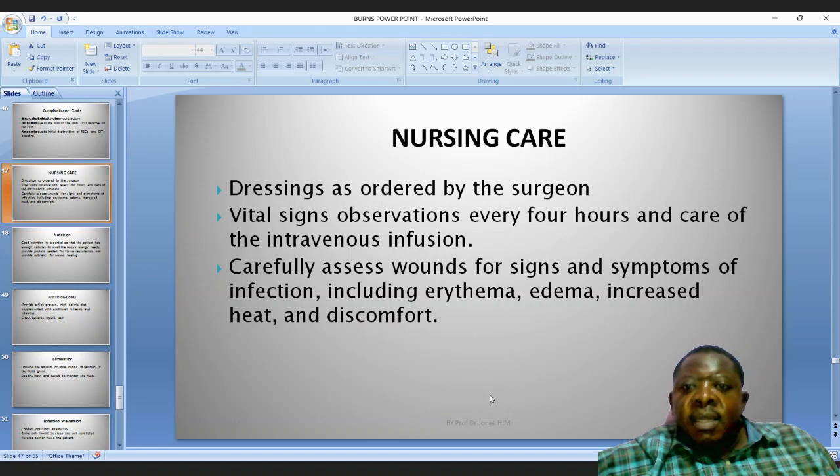So there you have it. We've been discussing burns, a critical condition. We discussed the definition of burns, causes of burns, signs and symptoms of burns, pathophysiology of burns, and complications of burns. Those are some of the things that we looked at within this lesson.